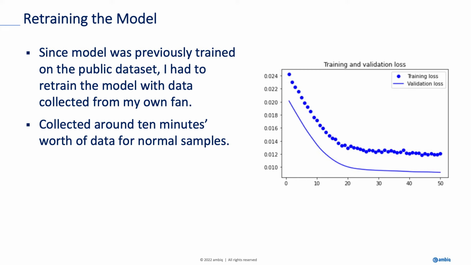This is actually something that all of our customers would have to deal with as well. They most likely wouldn't be using the model to detect different fan speeds. They would be using it to detect anomalies from some other machine. So they would have to collect data from that machine and train the model with that data. So that's what I did. I collected around 10 minutes worth of data, and then I started to retrain my model.